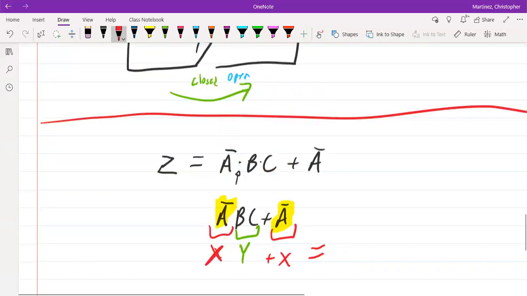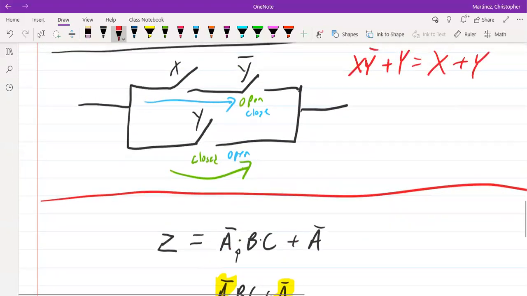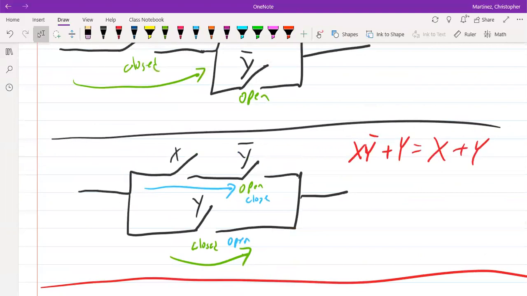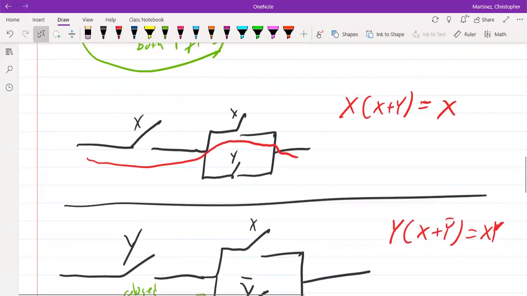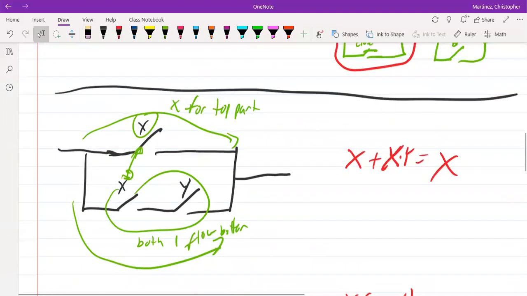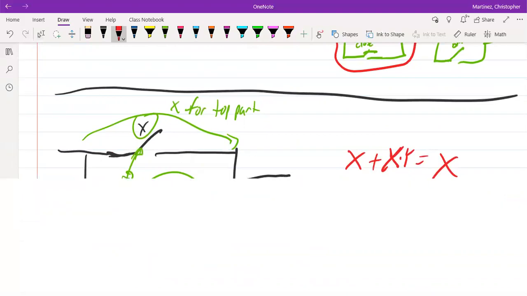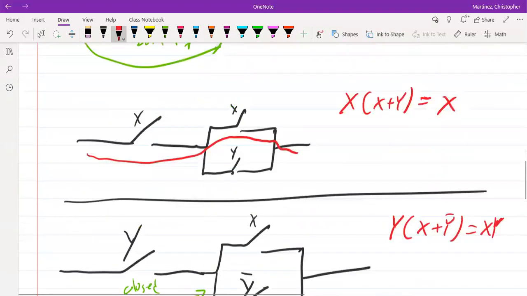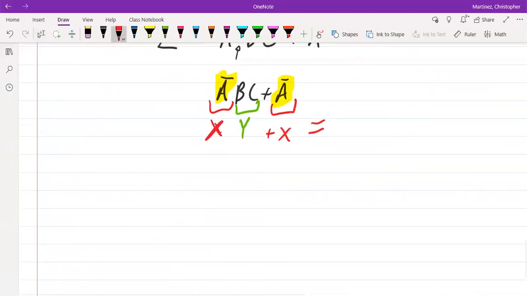Okay, so let's scroll up and see if we find that. XY, that's XY bar, so it's not that one. Here we go, XY plus X, and that turns out to be X. Well, then we substitute back in our X. Our X was A bar.